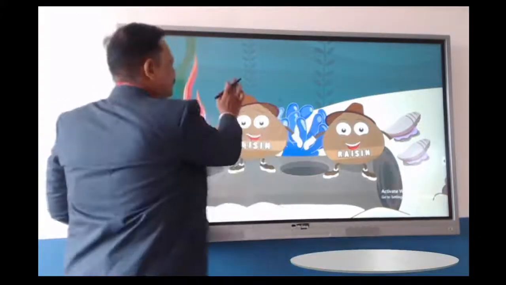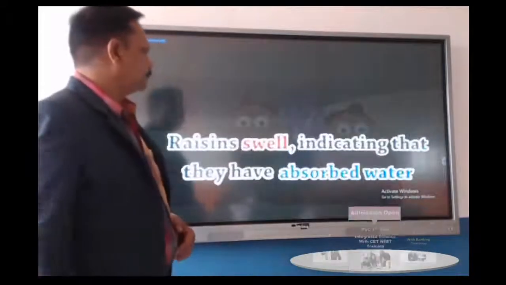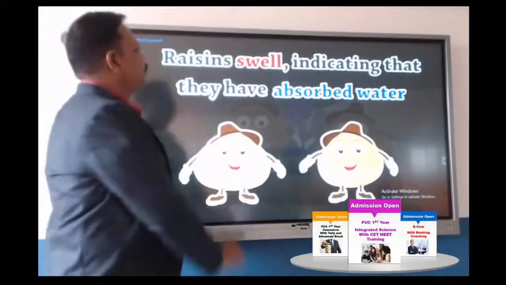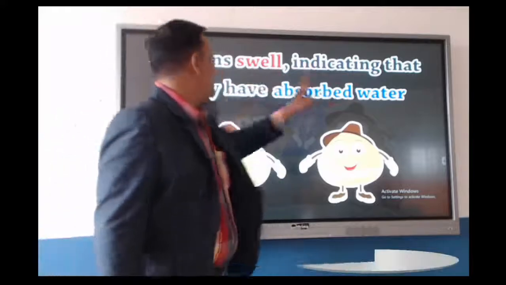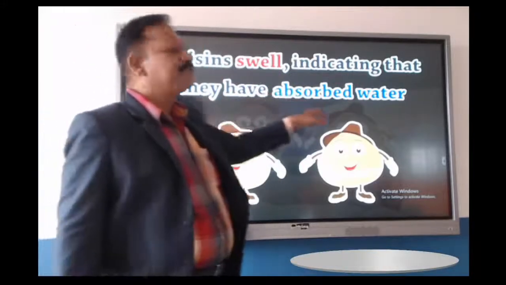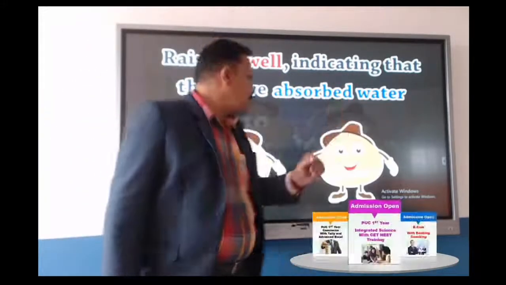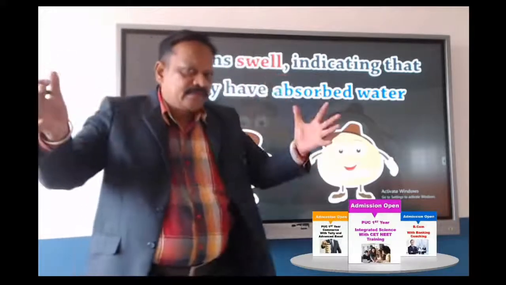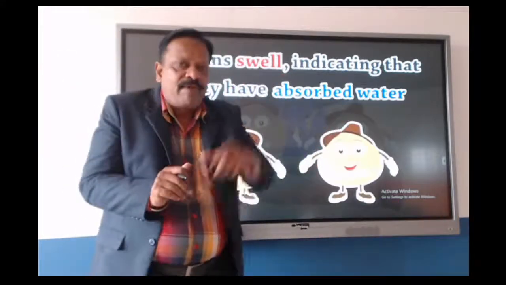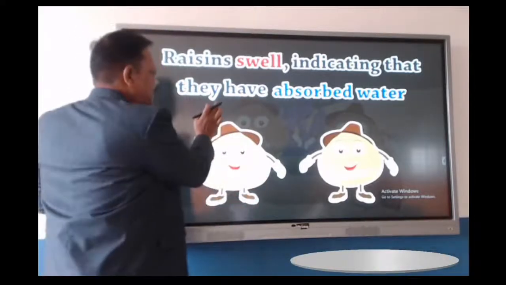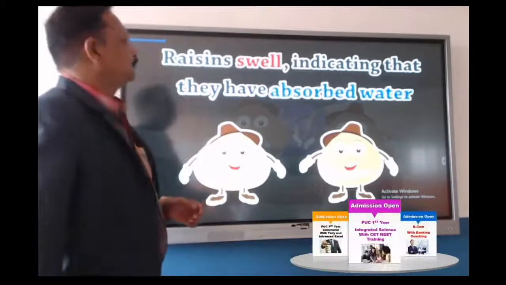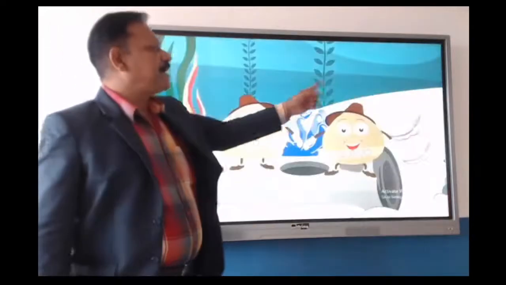So now see, what it says: raisins swell, indicating that they have absorbed water. So raisins swell, they absorb water. Because of that, you observe the volume increase. Next, swelling and absorbing water. Now rewind, just observe it.